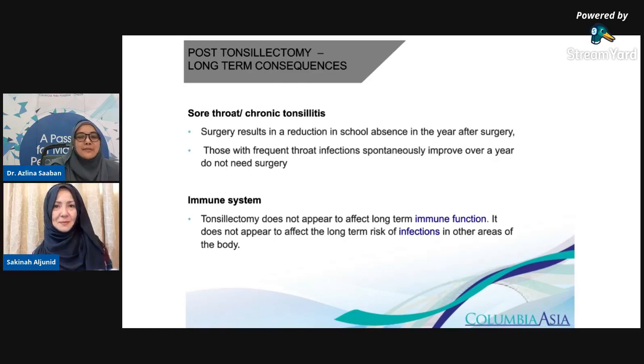There is a reduction in school absence. And some patients previously had tonsillitis, but after a while no more tonsillitis, no more infection, so we do not consider tonsillectomy for those types of patients. It means it's already resolved, maybe by their own immune system mechanism, so there is no need to operate.